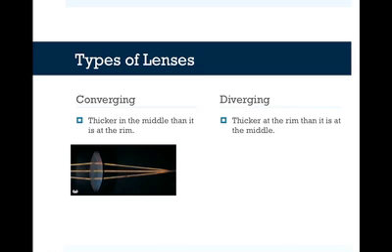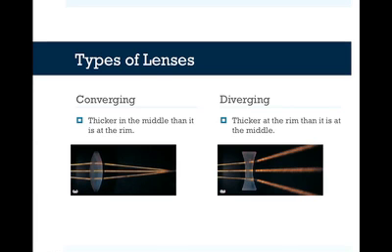By comparison, diverging lenses are shaped the opposite way, so they're thicker at the edges than they are in the middle, and so as light passes through diverging lenses, it bends away from the center, and so we get rays of light that scatter a little bit more and they don't meet after they pass through the lens. So those are the two types of lenses we'll be looking at.